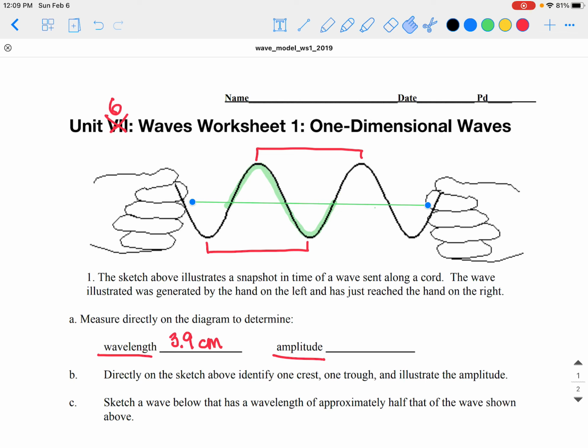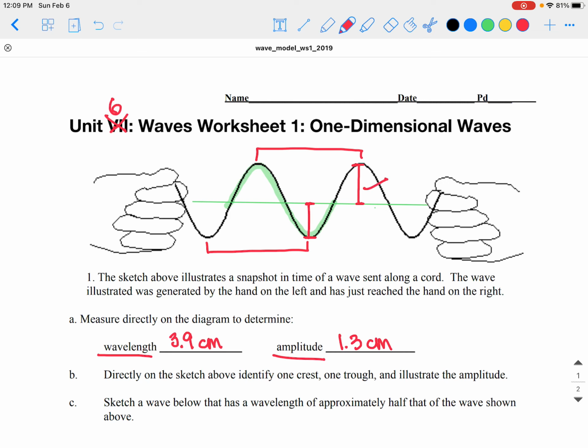Do as best you can to figure out where your equilibrium would be, and then from there, you can measure from your equilibrium point up to your crest or your equilibrium point down to your trough. So whatever method you choose, as long as you estimated it relatively correctly, you should get around a value of 1.3 centimeters. Okay, directly on the sketch above, identify one crest, one trough, and illustrate the amplitude.